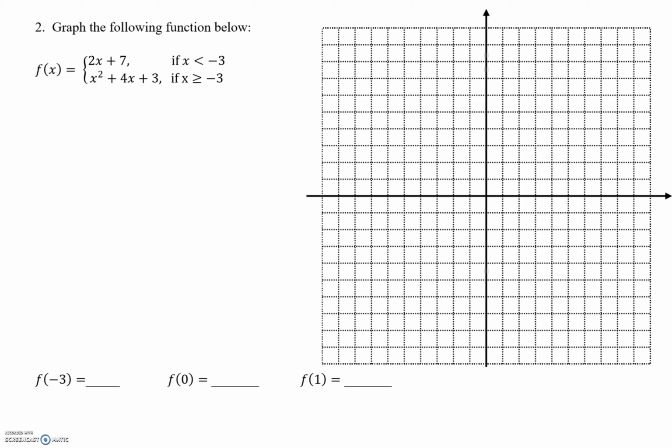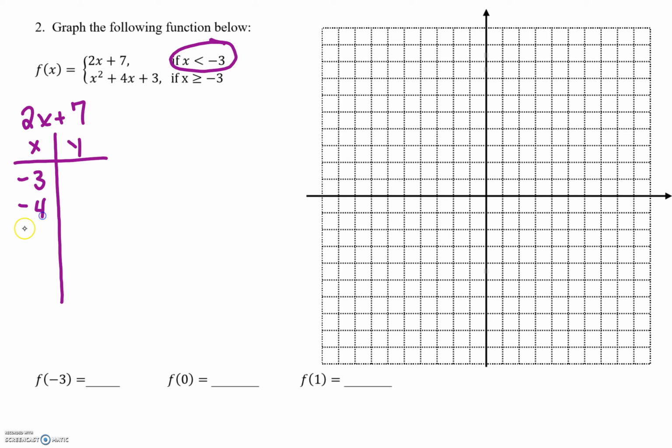Okay, so for the second example, you should notice that this piecewise function exists with a linear function and a quadratic. The previous example was just linear. So let's break up the first part. We have the equation y equals 2x plus 7, and that equation only exists when the x values are less than -3. So I'm going to put -3 as my starting x value in the table. So think of numbers that are less than -3. So we have -3, -4, -5, -6, -7.